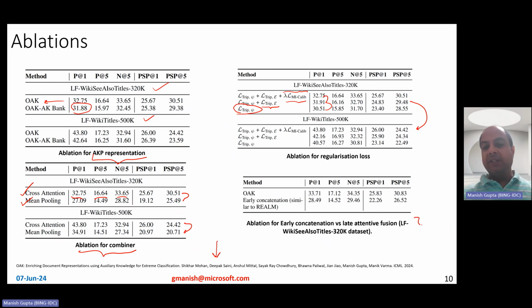Lastly, we did an ablation for early concatenation versus late attention fusion. Remember, you could just do some kind of retrieval augmentation and do early string-based concatenation. We observe that concatenation in the embedding space gives you better results, because you can actually learn better representations for those auxiliary knowledge pieces separately in the knowledge bank rather than combining them as strings in the input itself.